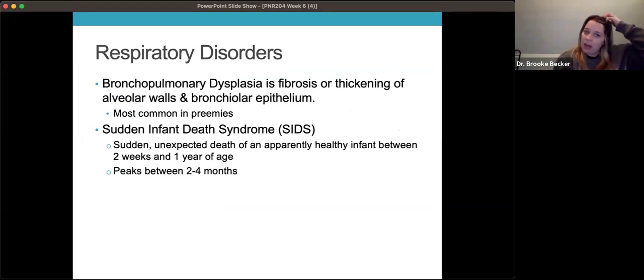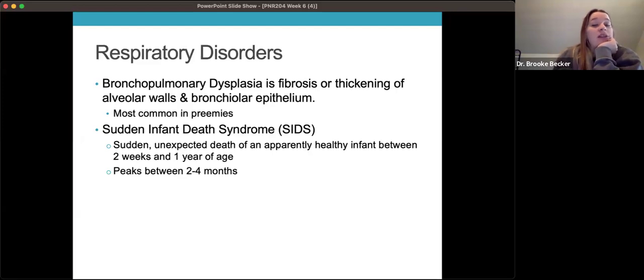Okay, BPD, or bronchopulmonary dysplasia. This is thickening of the alveolar walls and the bronchiolar epithelium. You see BPD most commonly in premature infants. Okay.